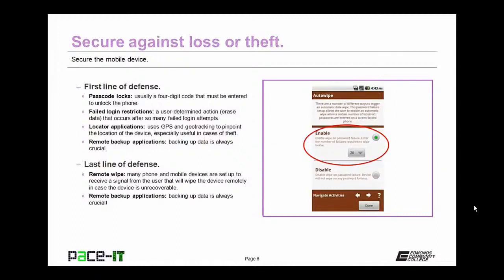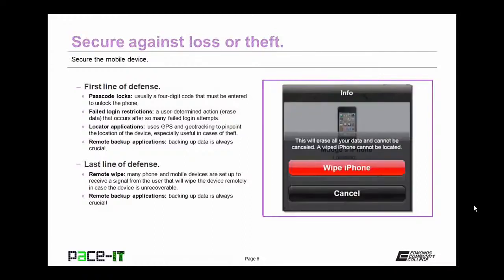Many mobile devices also have locator applications. These use GPS and geo-tracking to pinpoint the location of a device. It's especially useful in cases of theft, although I usually don't recommend confronting the thief. And the last part of your first line of defense is your remote backup application. Make sure that you always have a current backup of your mobile device in case you cannot recover it.